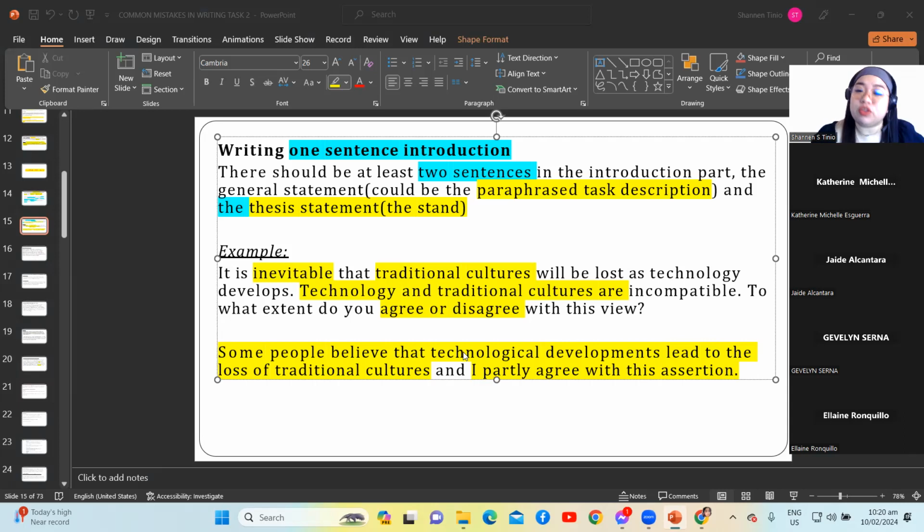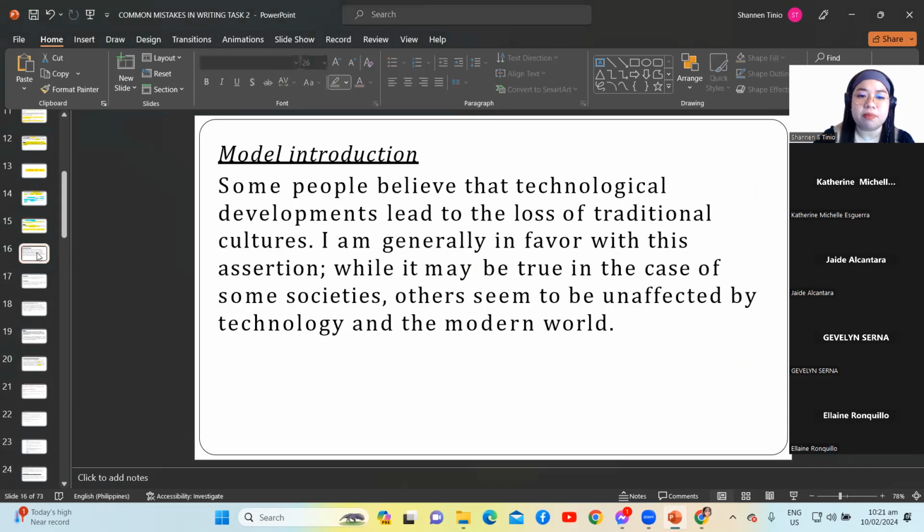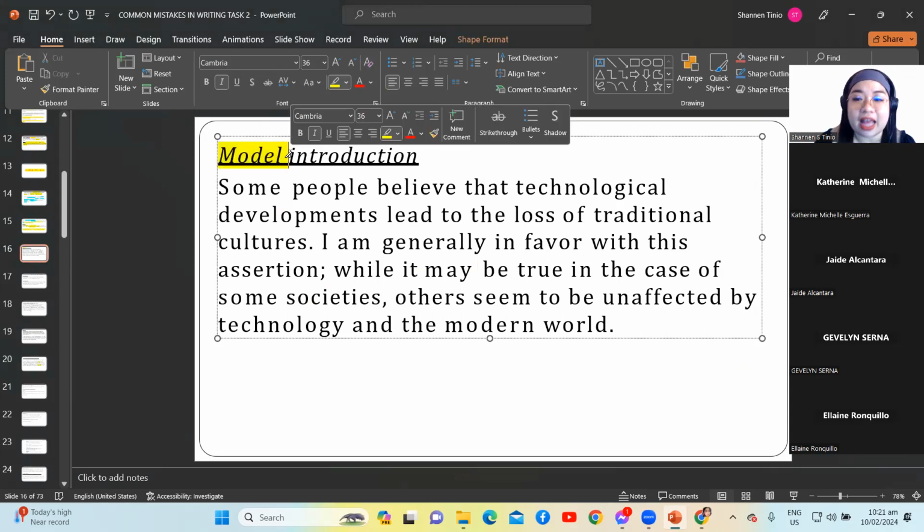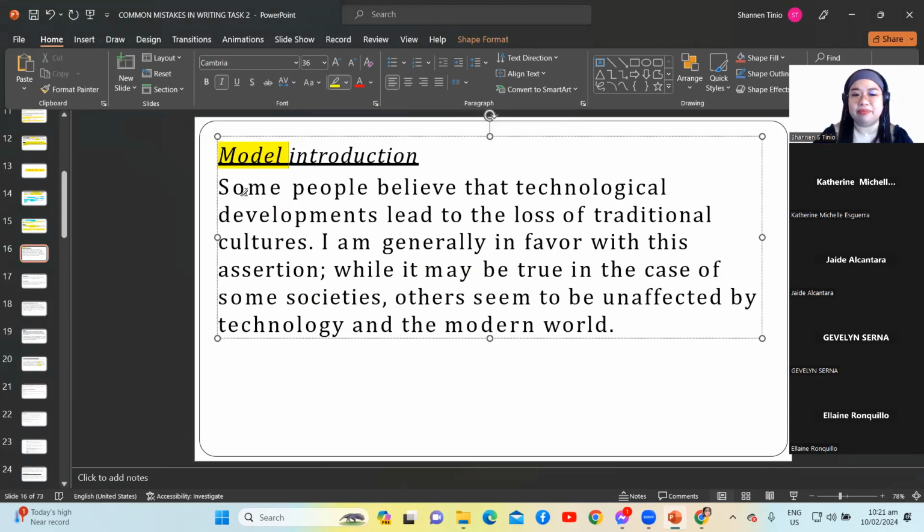This is an effective introduction. And it's also a safe way to introduce your writing or your answer. Model introduction. When we say model, kahanga-hanga, pwedeng gayahin, magandang ehemplo. Okay? So this is a model introduction.